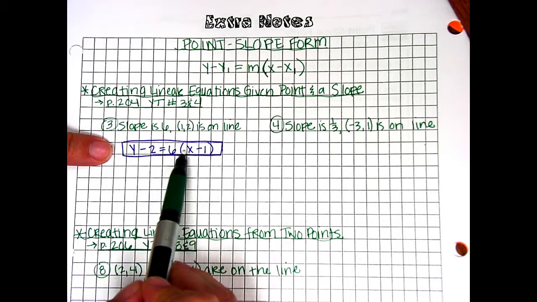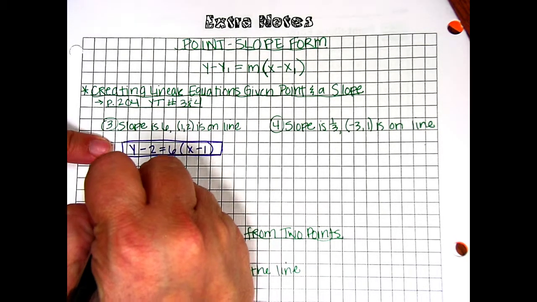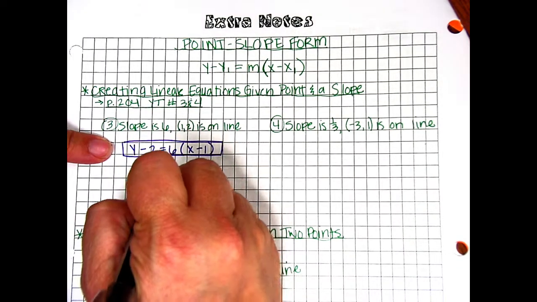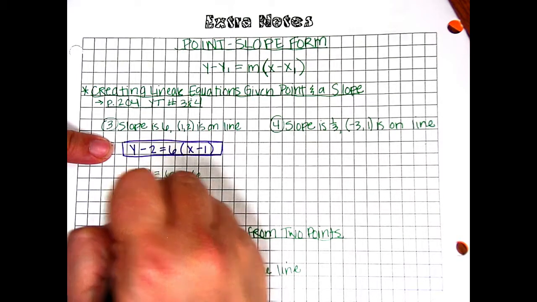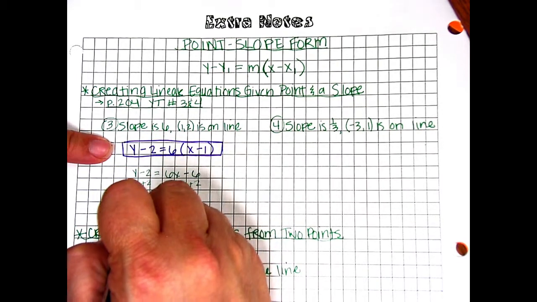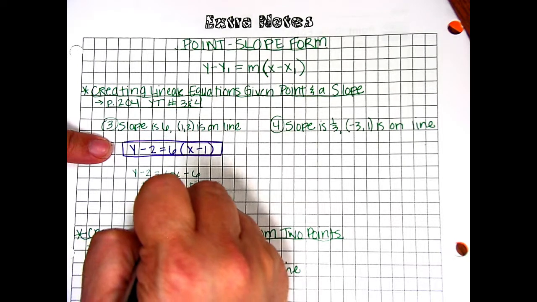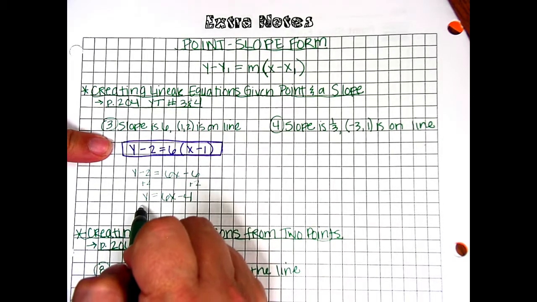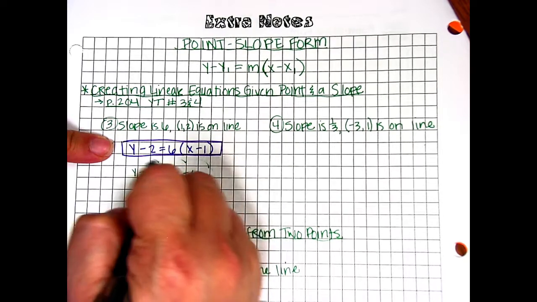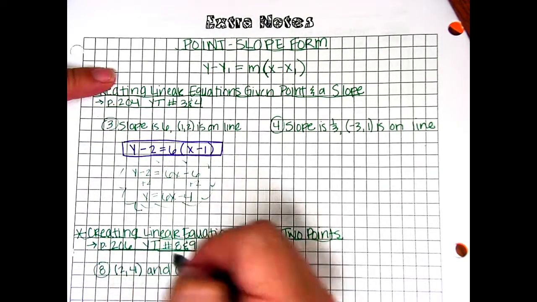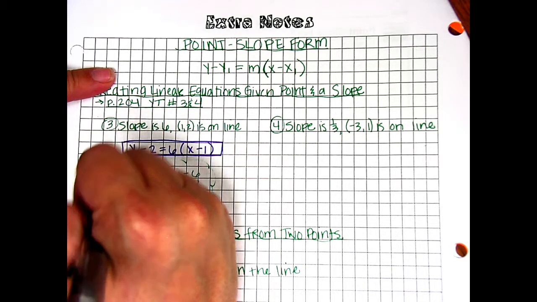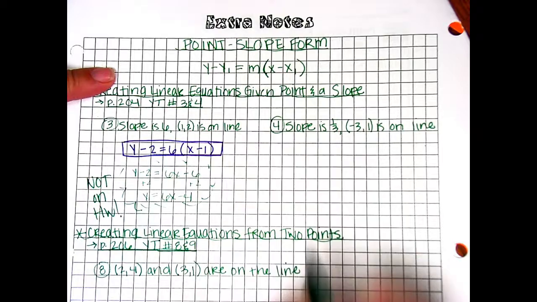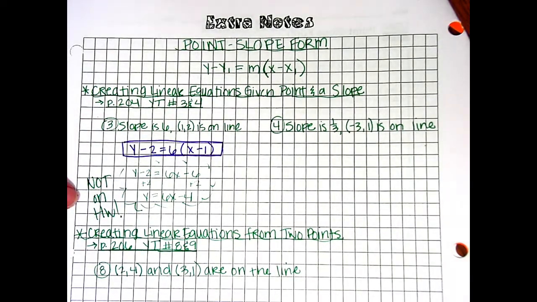So you would distribute the 6. So you have y minus 2 equals 6x minus 6. Then you would add 2 to both sides. So y equals 6x minus 4. And there you have an equation in slope-intercept form. Now keep in mind this is not on the homework. Okay, so anything that I do underneath the problems in green is not going to be on your homework tonight.